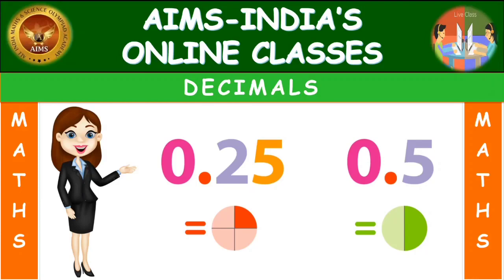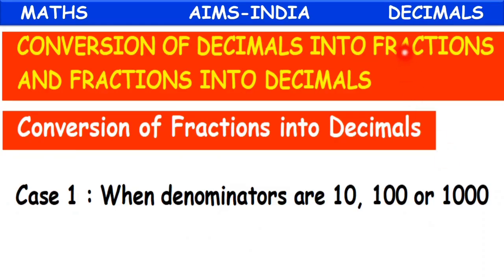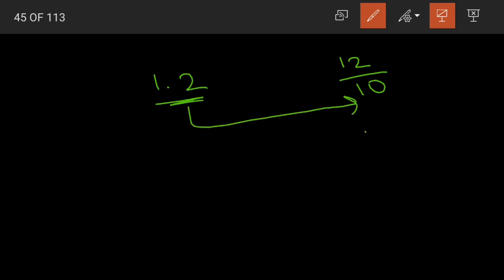What were we discussing? We are discussing topics from the chapter decimals. Our first topic for today is conversion of decimals into fractions and fractions into decimals. Now this 1.2 is a decimal number and, say, 12/10 is a fraction. So in today's class we will learn how to convert a decimal number into a fraction and also how to convert a fraction into a decimal number.